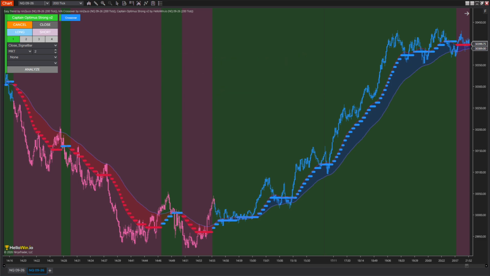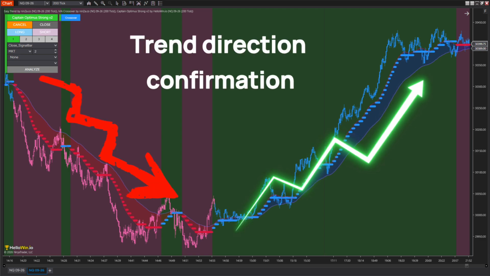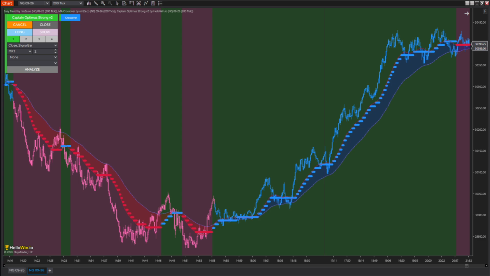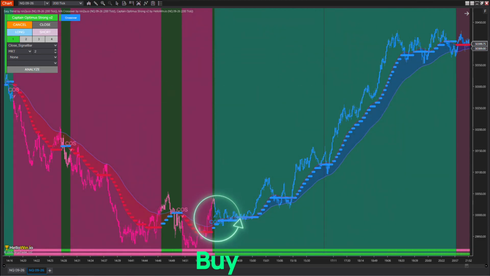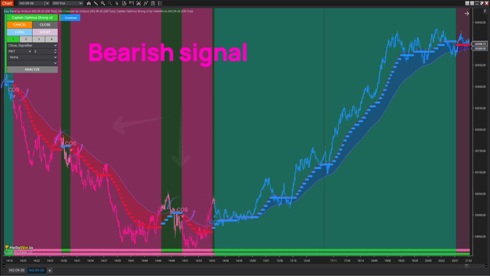The idea is very simple. Instead of relying on a single standalone signal, we'll require both indicators to confirm the same trend direction. When Easy Trend and crossover both give a bullish signal, the system will consider buy setups. On the other hand, when both indicators confirm a bearish direction, the system will consider sell setups.